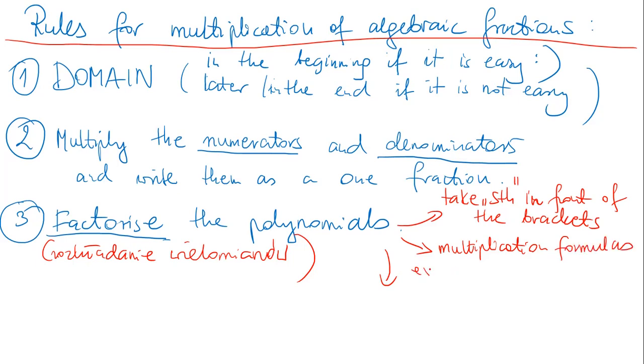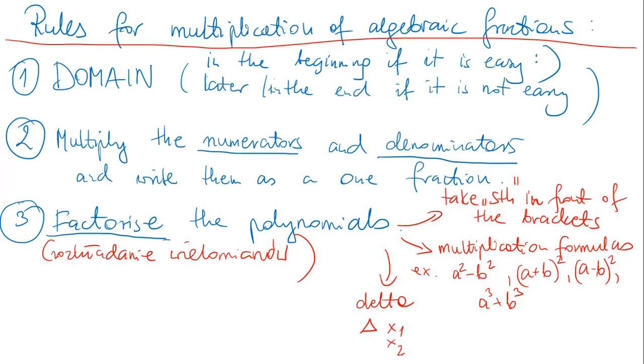For example, a squared minus b squared, right? Or a plus b to the power of 2, or a minus b to the power of 2. Of course, we can also use to the power of 3. It's possible to use also these formulas. So we can use some formulas. Then we can use, of course, delta. So if we have a quadratic function, we might need to calculate delta and find x1 and x2.